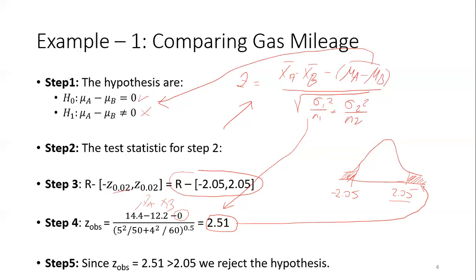What does it mean, reject the hypothesis? It turns out that the gas mileage, or the fuel consumption, of engine type A is not equal to engine type B. Okay, so we just reject this hypothesis, right?